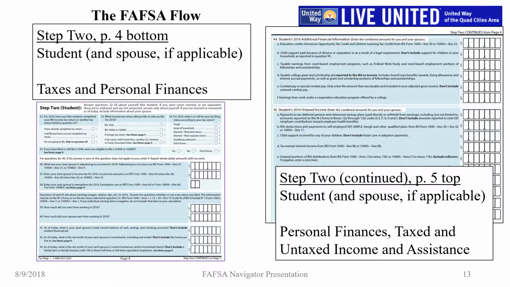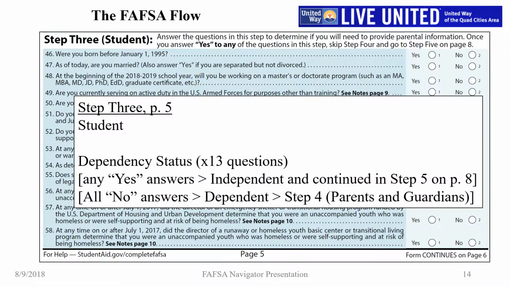Step 2 on pages 4 and 5 covers the student's and spouse's, if applicable, personal finances, plus taxed and untaxed income and assistance. Good job. Let's keep going. 2 steps down and 5 steps to go.